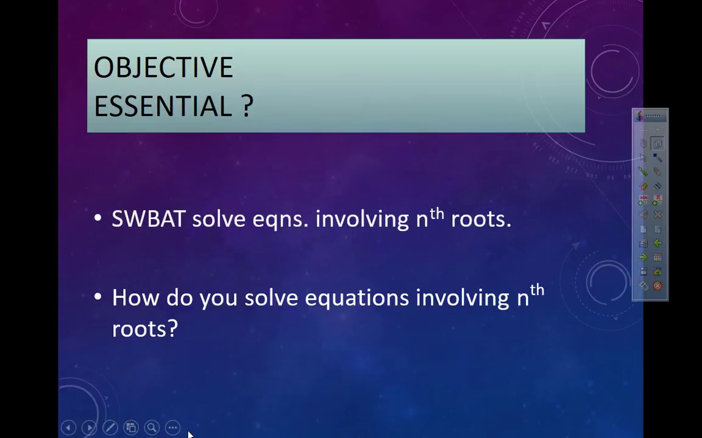Okay, here's the objective. Those of you doing Cornell notes can write this down. Students will be able to solve equations involving nth roots. And so a natural question would be, how do you do that? How do you solve equations with nth roots?